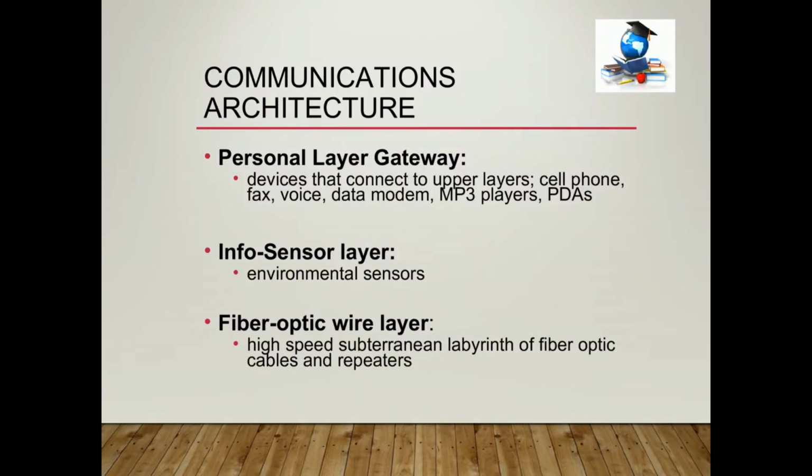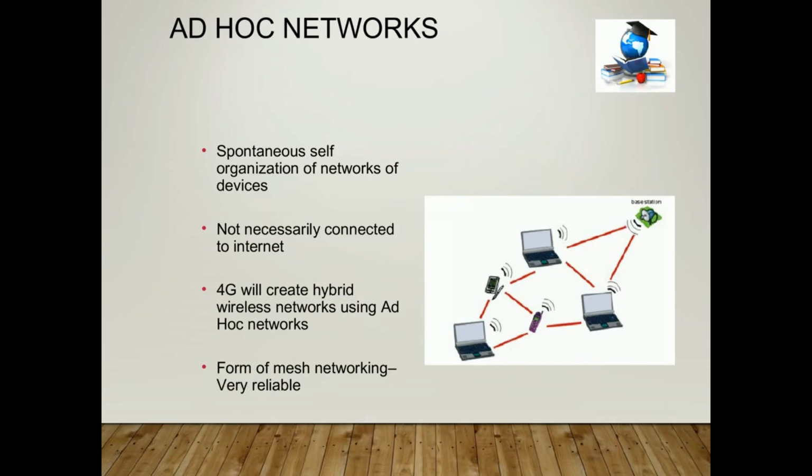Communications architecture. Personal layer gateway: devices that connect to upper layers, such as cell phone, fax, voice, data modem, MP3 players, PDAs. Info sensor layer: environmental sensors. Fiber optic wire layer: a high-speed subterranean labyrinth of fiber optic cables and repeaters.